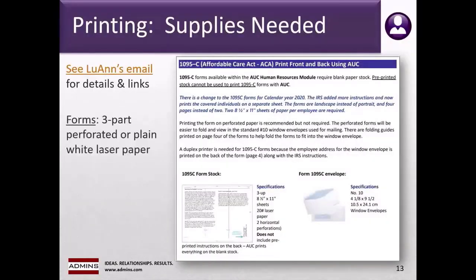Luann Moore sent an email in October with details on all the year-end forms, including the 1095-C forms. The form stock and envelope have not changed since last year and will require 2 pages of 8.5 by 11 stock, printed front and back, for each employee being issued a form. The forms are set up to be sent in a number 10 standard window envelope.